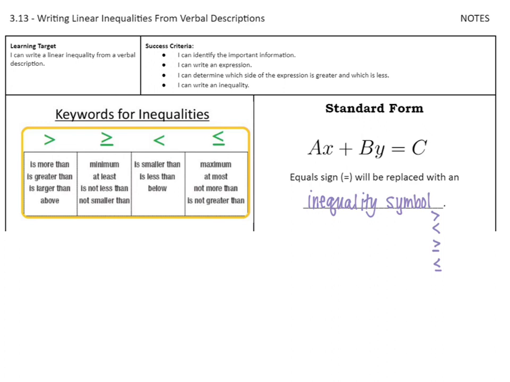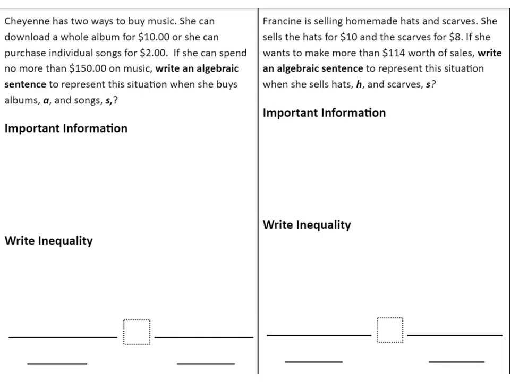Okay. And then the other important information is just like for linear equations, where we're looking for the two different variables, the rates, and then that total amount, which in this case won't necessarily be the total, but it'll be for one of those symbols. So let's look at some examples.